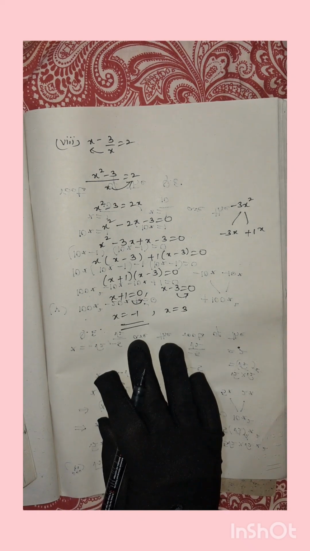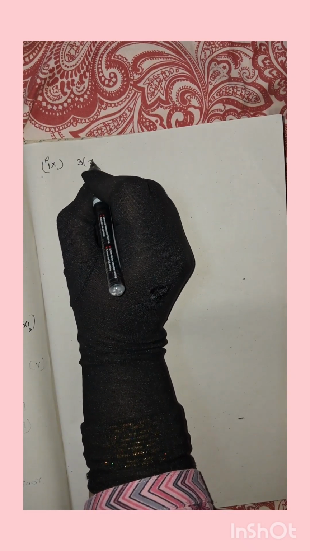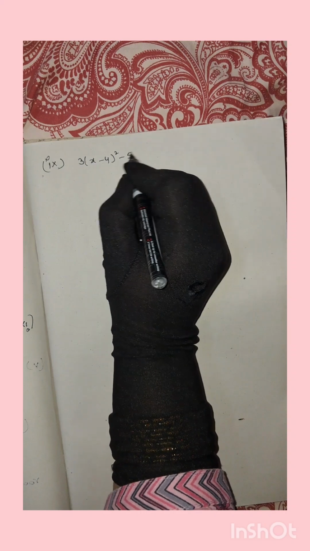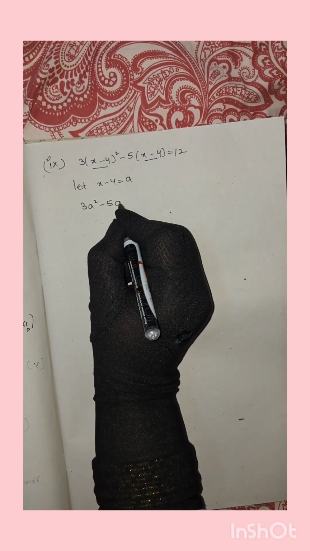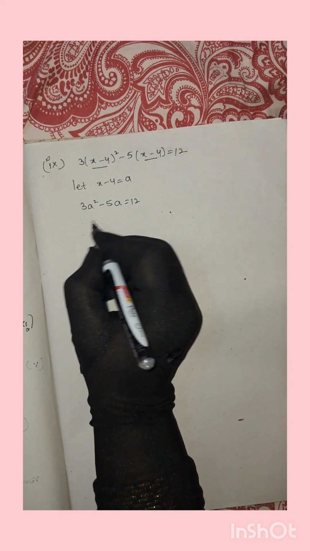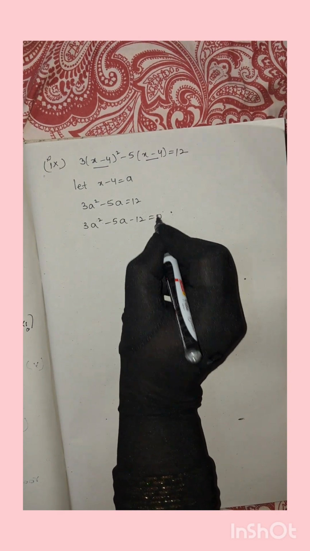So x is equal to minus 1 and plus 3 are the roots. The last question of the first one is 3 into (x minus 4) whole square minus 5 into (x minus 4) is equal to 12. Since you can see the number is same, let x minus 4 is equal to a. So 3a square minus 5a is equal to 12. Now it's simple, right? So 3a square minus 5a minus 12 is equal to 0.